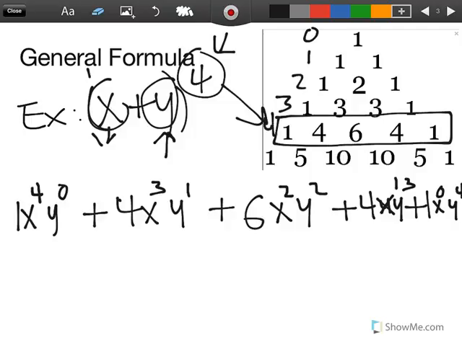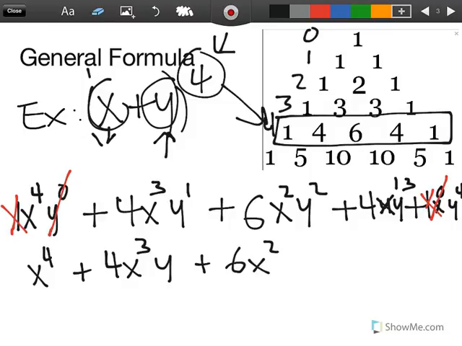From here we can cancel some unnecessary terms, such as y to the 0 and x to the 0, and we can also cancel out this 1 and this 1. Now I can just write the finished product: x to the fourth plus 4x to the third y plus 6x squared y squared plus 4x y cubed plus y to the fourth.